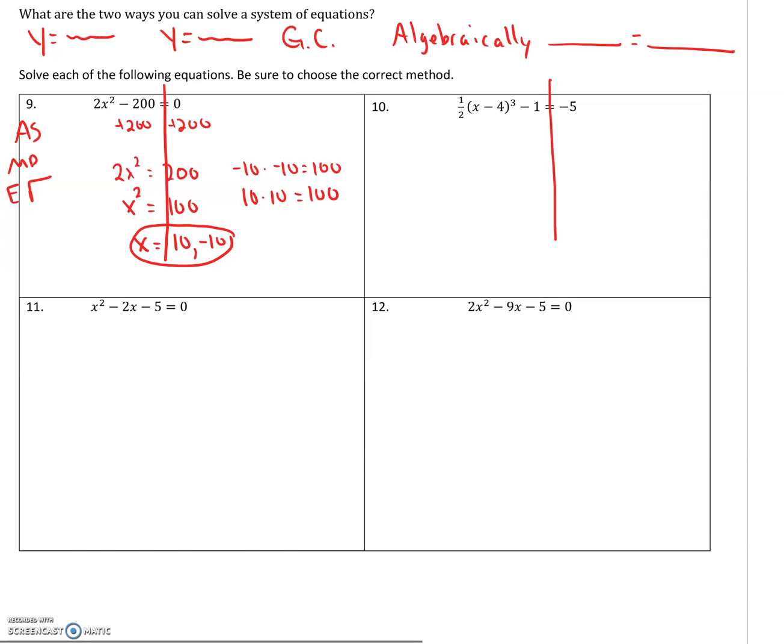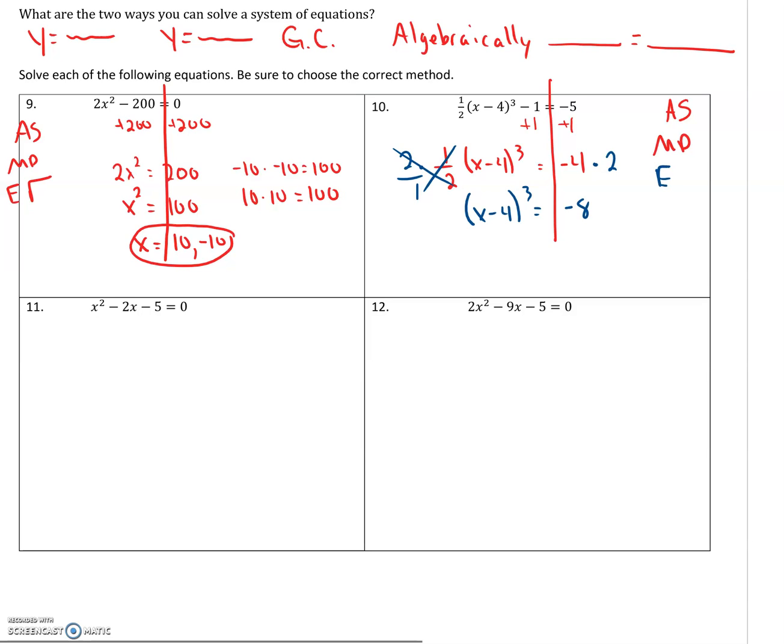Number 10. I'm going to get you started. There's also one type of x, so I'm going to move my addition subtraction first. So I'll be adding 1. And that's going to leave me with negative 4 on this side. And then I'm going to move my multiplication division. There is a fraction, so to get rid of a fraction, the easiest way is to multiply by the reciprocal. And those cancel each other out, so I'll come over to this side and multiply by the reciprocal, but I'll just use a 2 instead of 2 over 1. And clean that side up.